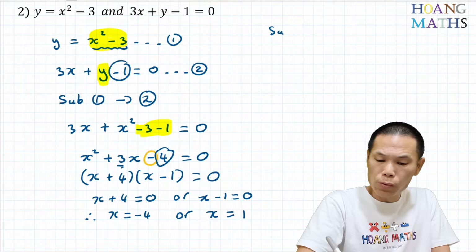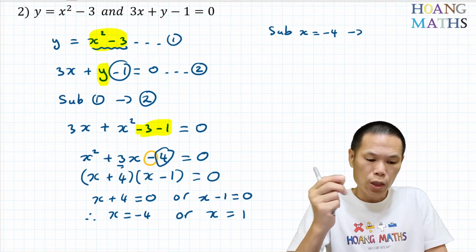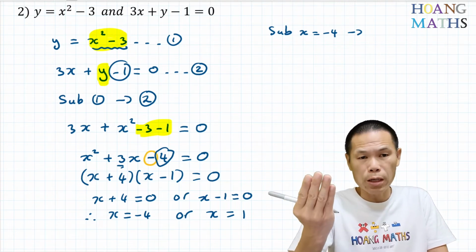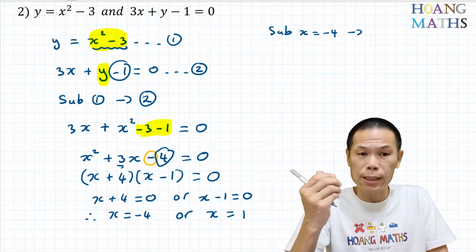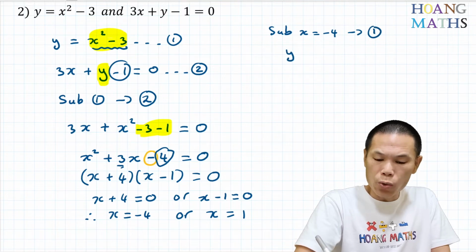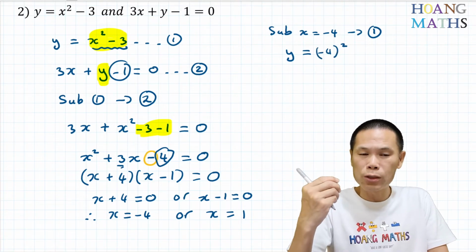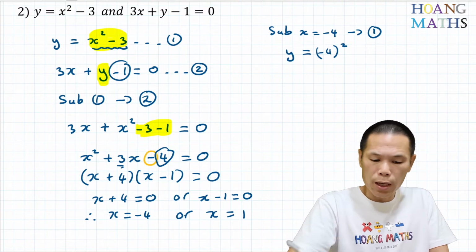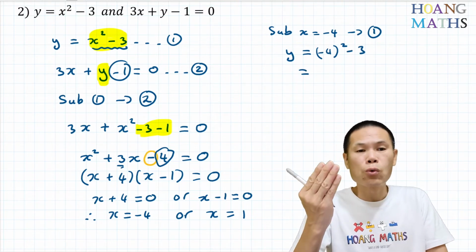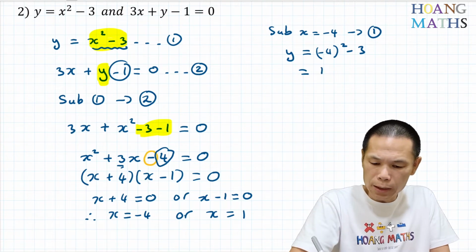So we just substitute x is equal to negative 4 into either equation number 1 or equation number 2. Let's substitute that into equation number 1, that's easier because y is already the subject. So y equals x squared minus 3. That becomes negative 4 all squared minus 3, because x is negative 4. Negative 4 squared is 16, and 16 minus 3 is 13.